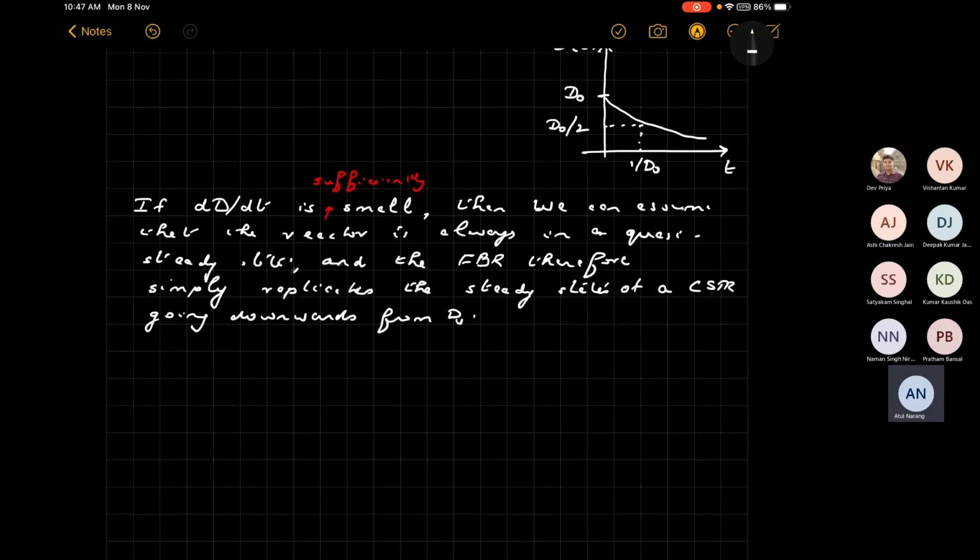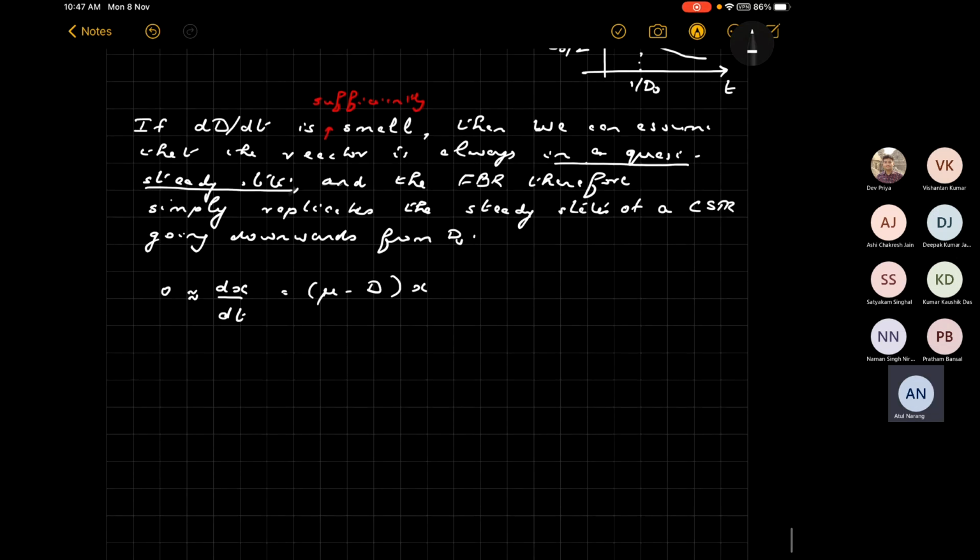What this means is, I should make this more precise. What this assumption really means is that when I say the system is in a quasi-steady state, mathematically, what I mean is that you have this picture. Your equation was dx/dt equals mu minus D times x. But dx/dt is approximately equal to 0.